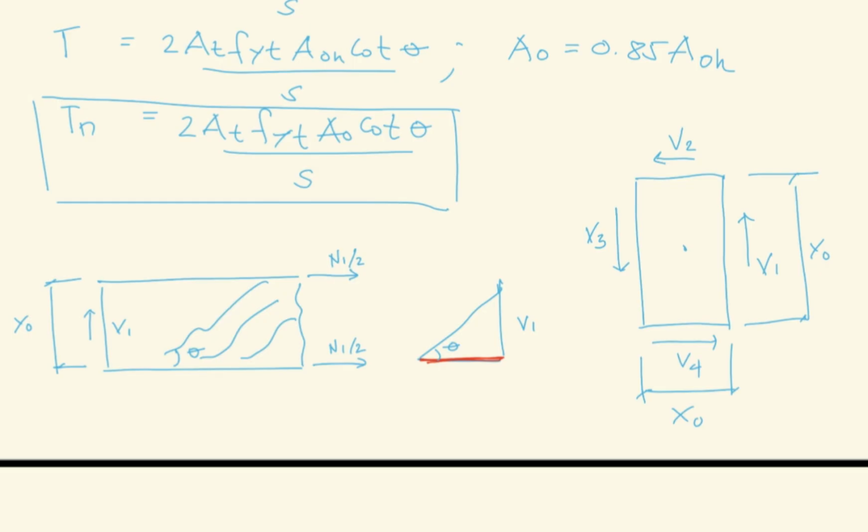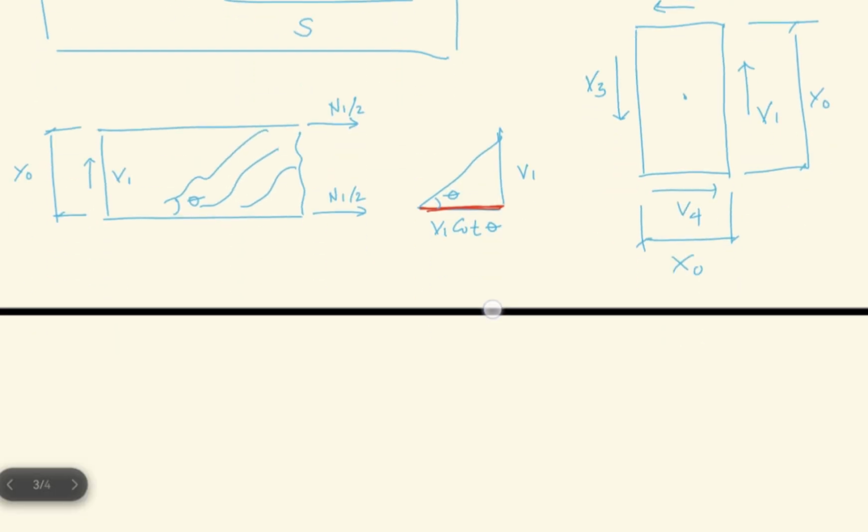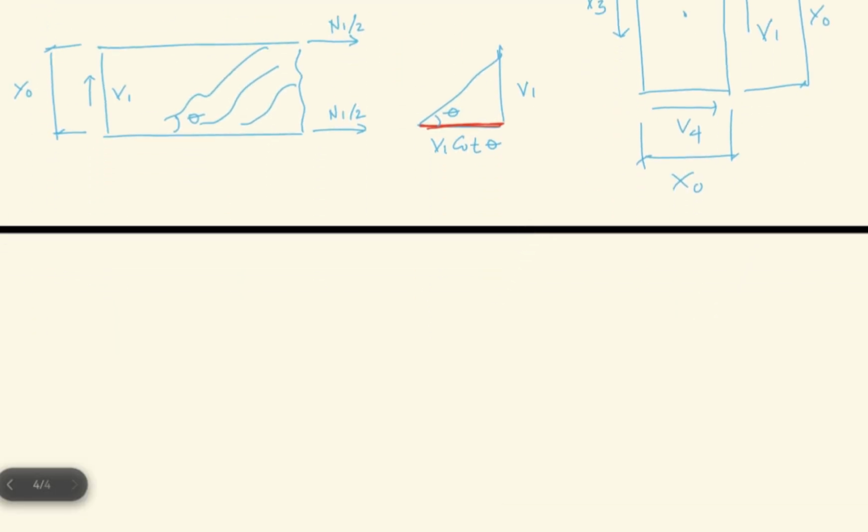then the horizontal component will be V1 cotangent theta. So we have N1 as equal to V1 cotangent theta.